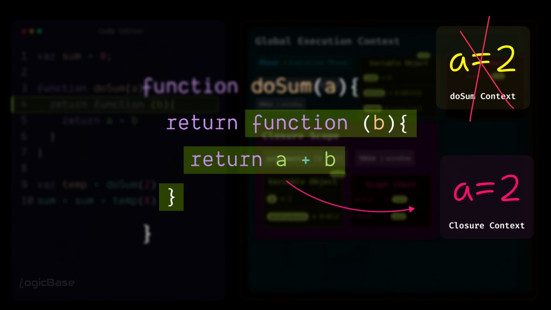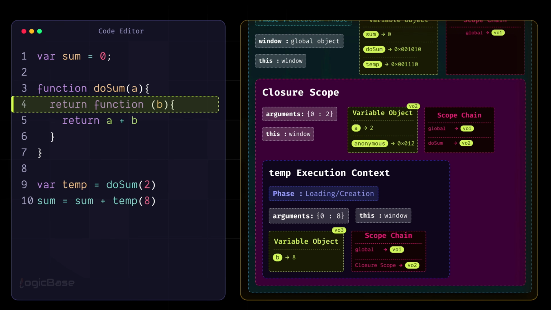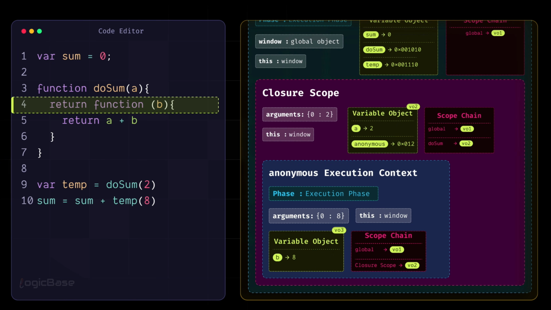Now you can understand JavaScript is really smart. Next, the code moves to the line sum = sum + temp(8). Here, the function is called again, meaning temp(8) is invoked. This creates a new execution context for the anonymous function. During its creation phase, the parameter b is assigned the value 8. When the execution phase begins, the function executes return a + b.